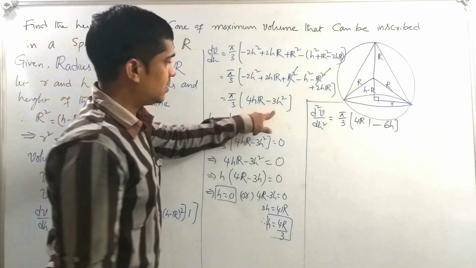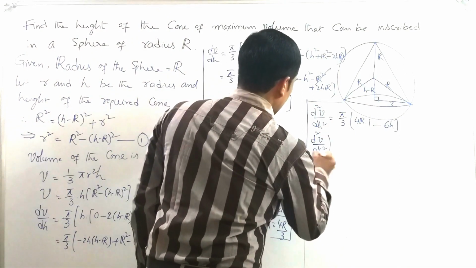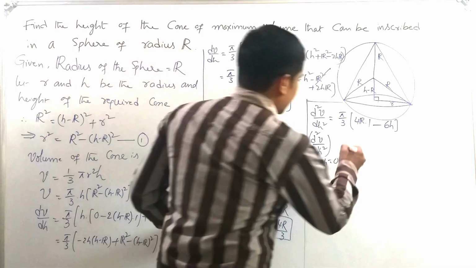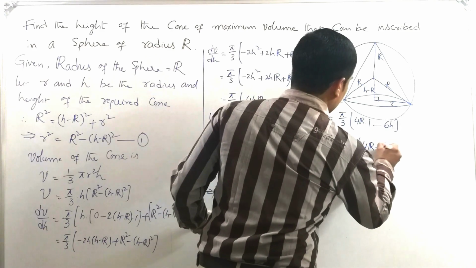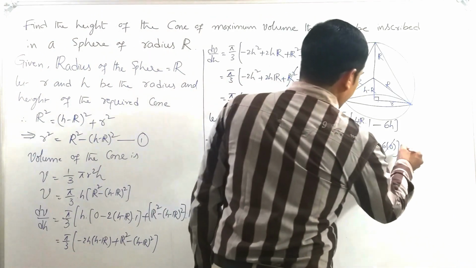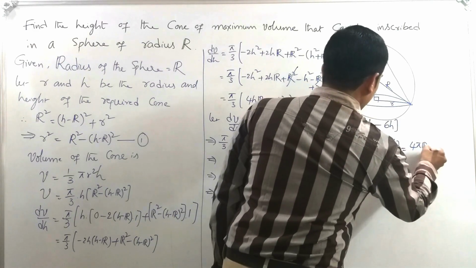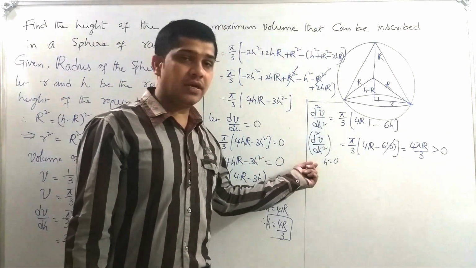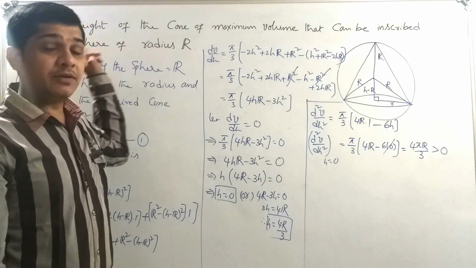Now let me calculate d square v by dh square at h is equal to 0. Case 1. Then we will get pi by 3 times 4 capital R minus 6 into 0, which is 0. So finally we got the answer, it is 4 pi capital R by 3, which is greater than 0. So whenever d square v by dh square at h is equal to 0 we got positive, that means you get a minimum volume, but we want maximum volume.